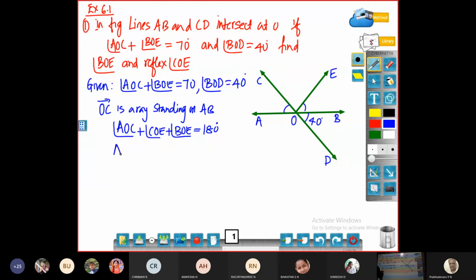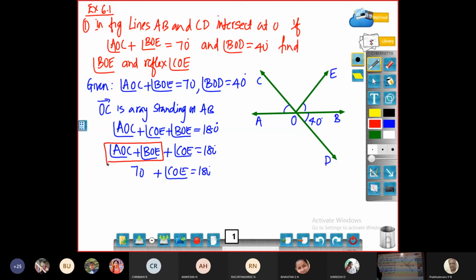Look at this, I will rearrange this one. AOC plus BOE, then I will write plus COE is equal to 180 degrees. It is given that AOC plus BOE is 70 degrees, then plus angle COE is equal to 180 degrees. So in place of AOC and BOE, we have written 70 degrees. Is it clear? Yes, sir.